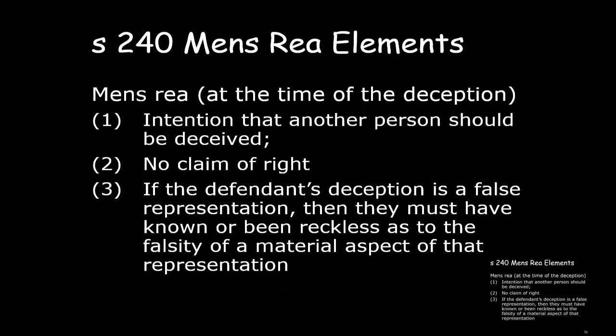In terms of your mens rea requirements, and this must happen at the same time as the deception, so you've always got to have concurrence here. There's got to be an intention that the person should be deceived. Okay, it's got to be your purpose to actually deceive the person. You've got to have acted without claim of right. And if the deception relied upon, and we're going to have a look at that definition more thoroughly in a minute, as a false representation, then the person who makes the representation must either know it's false or be reckless as to whether it is false in a material aspect.